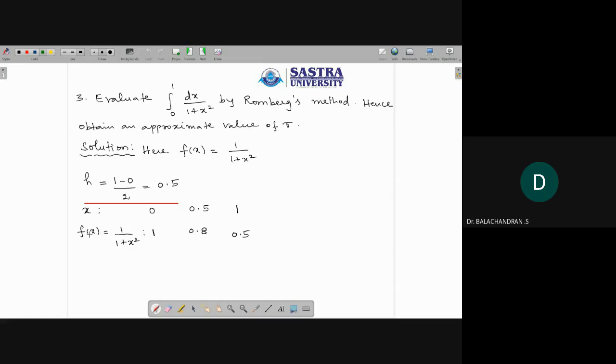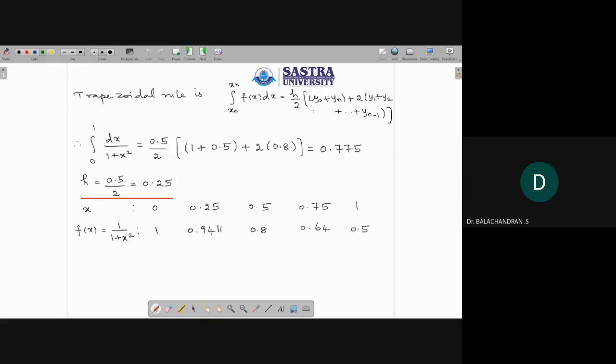And for the corresponding f of x values, we know that f of x is equal to 1 by 1 plus x square. So substitute x equal to 0: 1 by 1 is 1. Substitute x equal to 0.5 here: 1 by 1 plus 0.5 whole square is 0.8. Similarly, substitute x equal to 1 here: 1 by 1 plus 1 is 1 by 2, that is 0.5. Now, using the trapezoidal rule, you know the formula: h by 2 into y naught plus yn, the first value and last value, plus twice the remaining values.